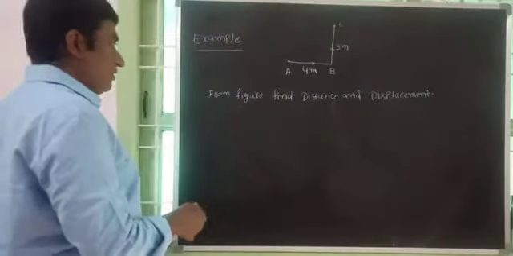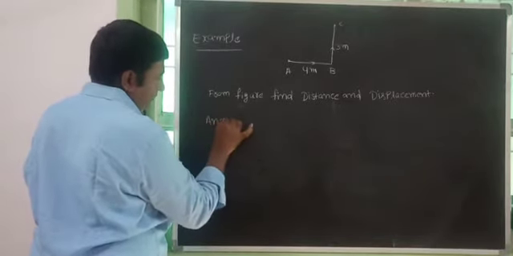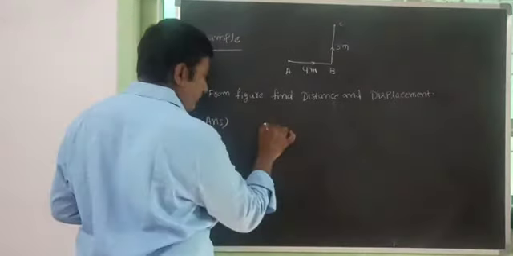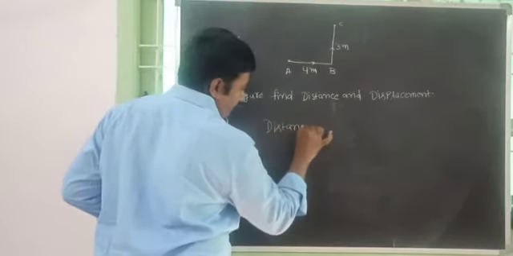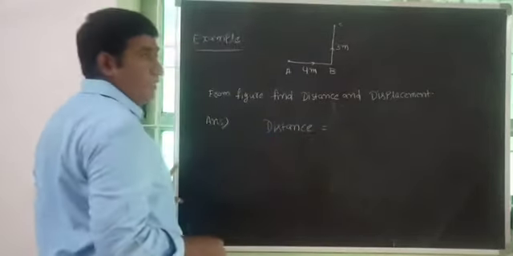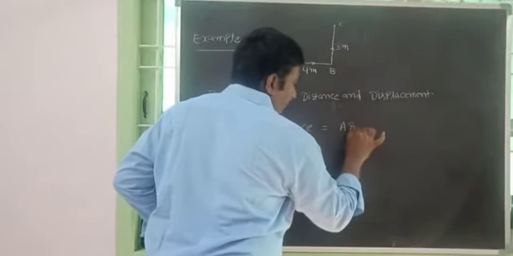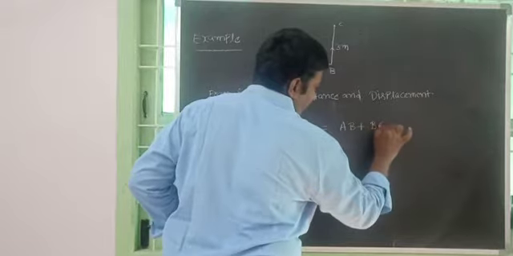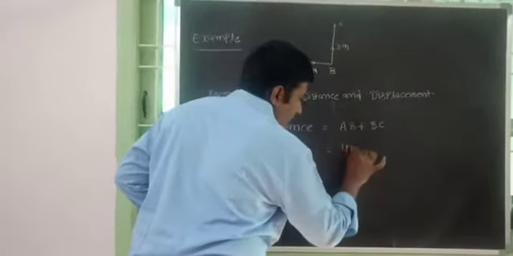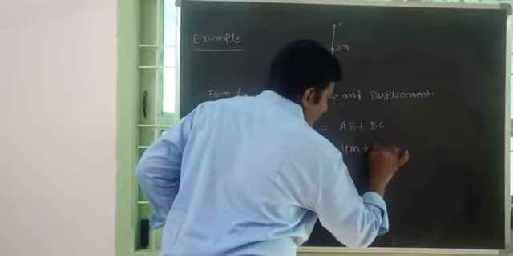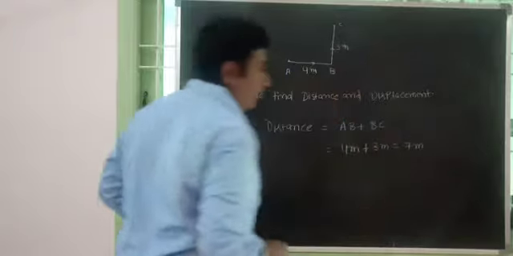With the help of this, a simple answer is like this. First you can take the distance. The distance is nothing but what has been moved from A to B and B to C, that is AB plus BC. In a simple manner, AB is nothing but 4 meters and BC is nothing but 3 meters. So with the help of this, I can write 7 meters is the distance.